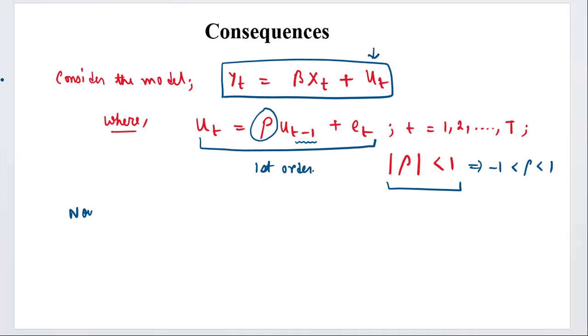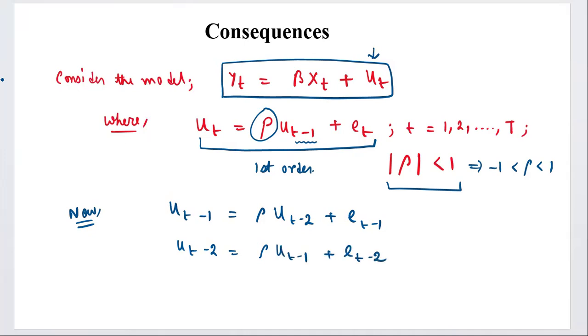Now what will you do? You will use a recursive relation. From here, what can you write about ut minus 1? It will be simply rho ut minus 2 plus et minus 1, right? And what will be ut minus 2? It will be rho ut minus 3 plus et minus 2. So in this fashion, these things will follow.